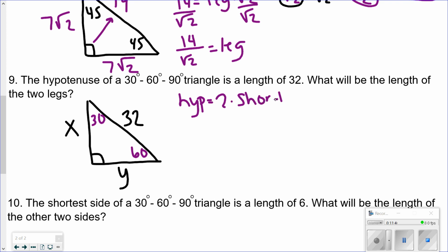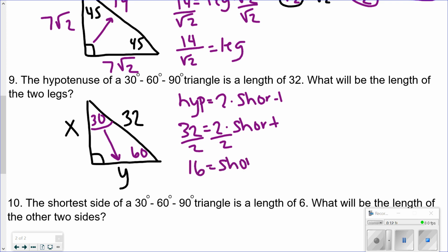Well, looking at my 30-degree angle, the side opposite of the 30-degree angle would be my short side, which is y. So if the hypotenuse is 32, and that is equal to 2 times the short leg, to figure out my short leg, I would divide by 2 by 32. And when I do so, I end up getting that 16 is equal to my short leg, which in this case is y.